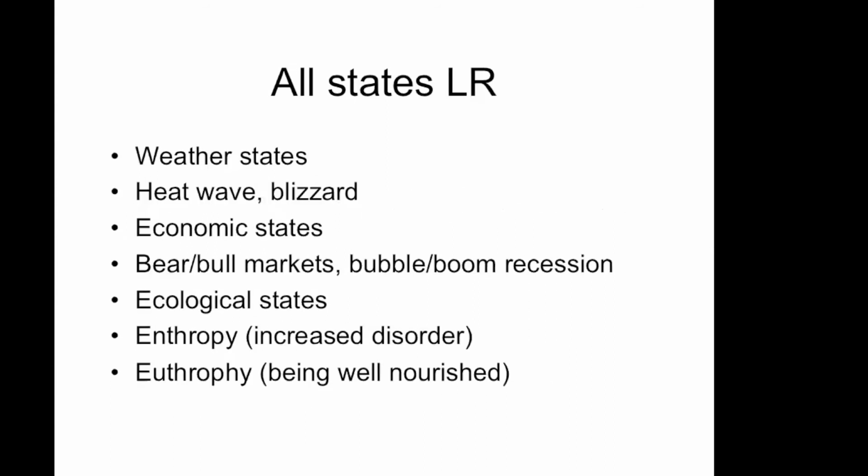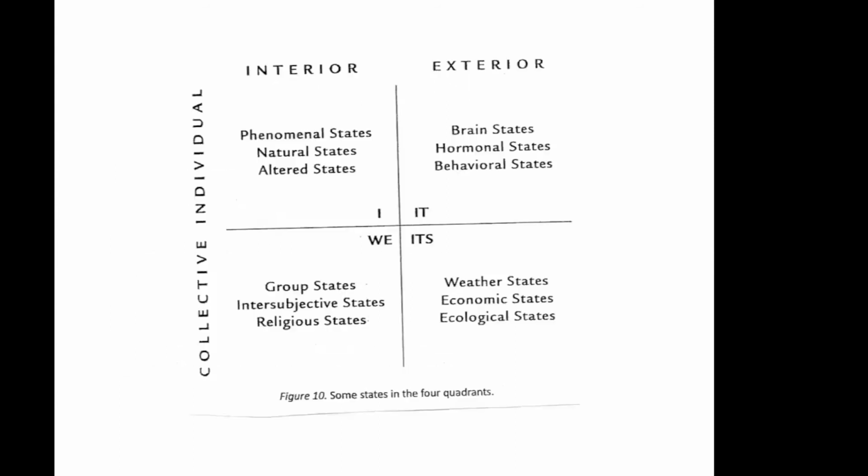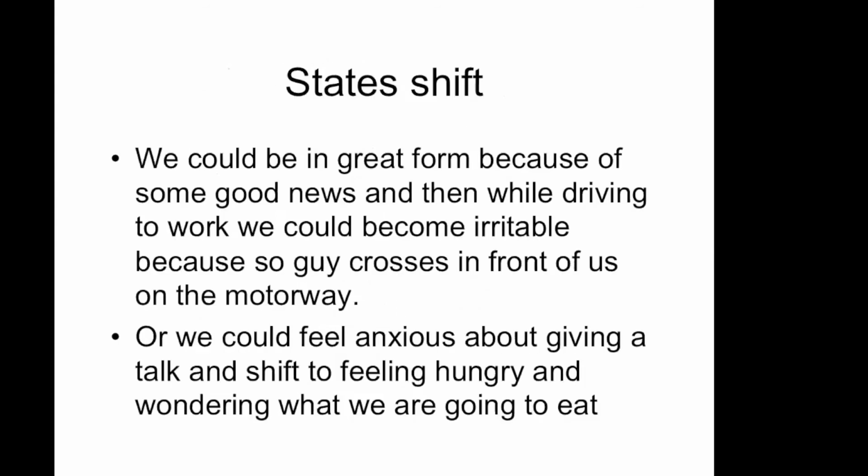In the lower right, you've got weather states like a heat wave or a blizzard. Or you got economic states like bear or bull market, bubble, boom, recession. And then you got ecological states like entropy, increased disorder, or eutrophy, being well nourished. So that's an example there. That's how it looks in the 4 quadrants when we put them all together. So there we go.